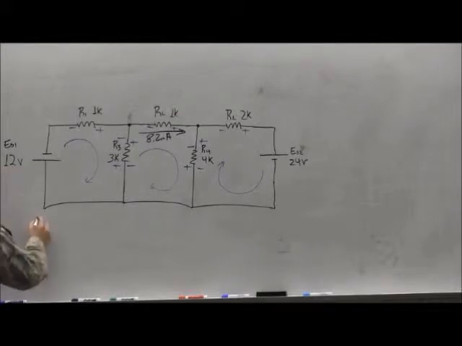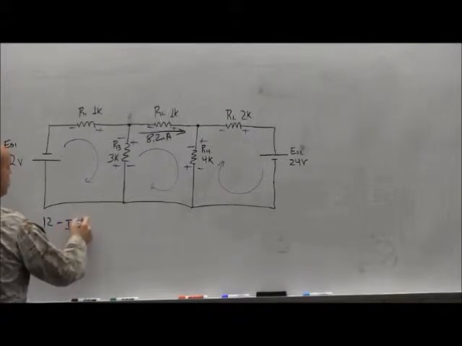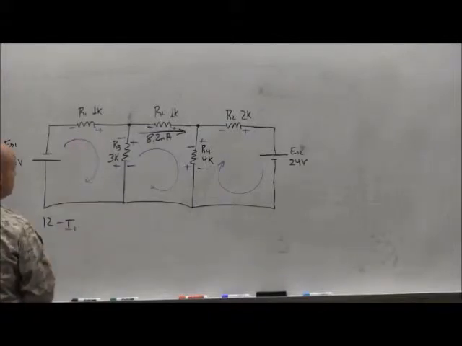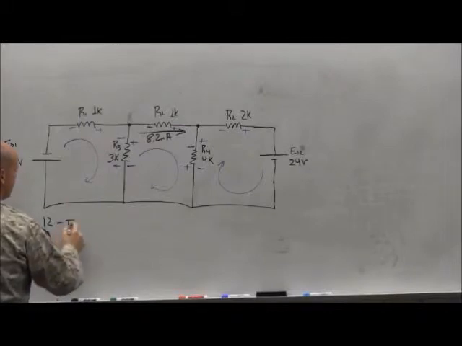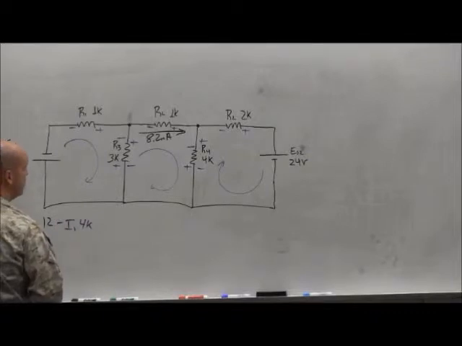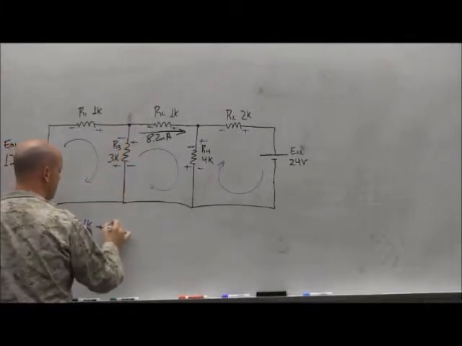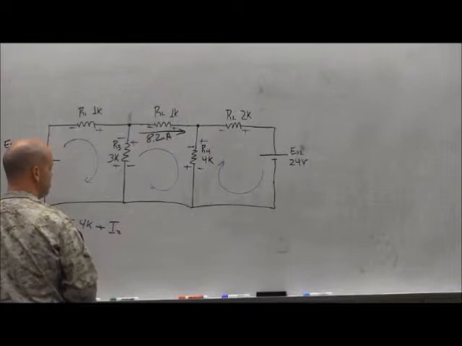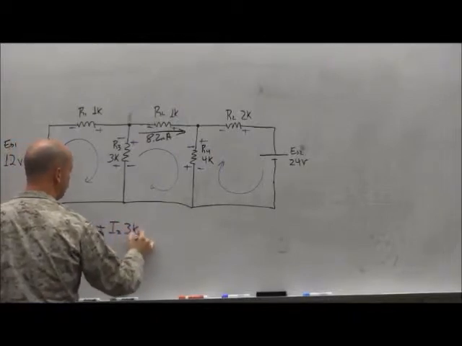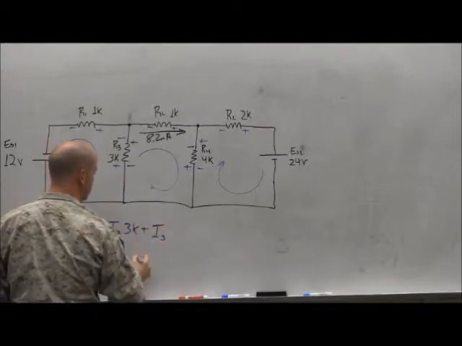12 volts minus I1 with, what's my resistance total around that loop? 4K. As I look across to R3, it's going to be positive I2, right? And then what's that resistance value? 3K. And then what's my loop 3? 0, right?